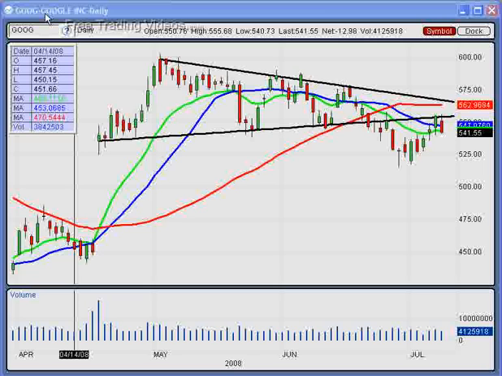I'm going to take you through a setup here. This is for educational purposes only. This is not a trade recommendation. The reason for this is a strong company in a weak market. Could this company break down? Sure it could, but I would much prefer to go short a weak stock instead of a strong company. Let's go through the process here.